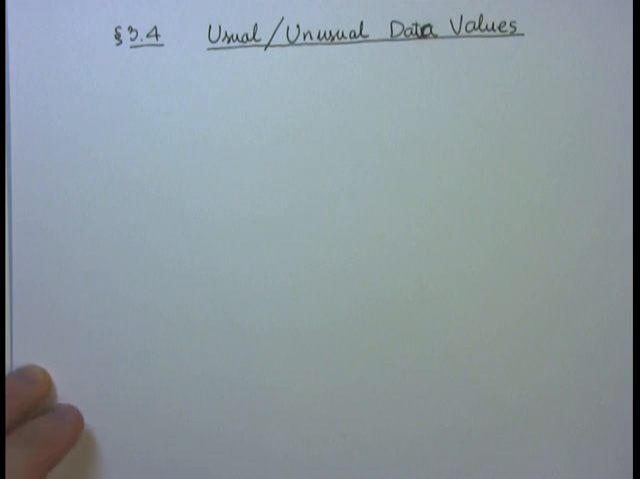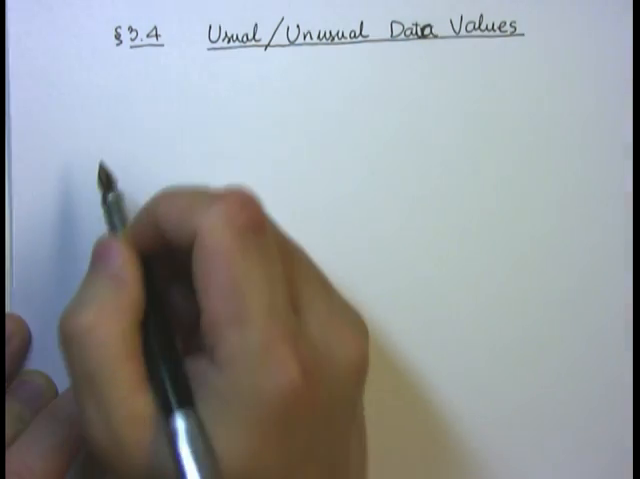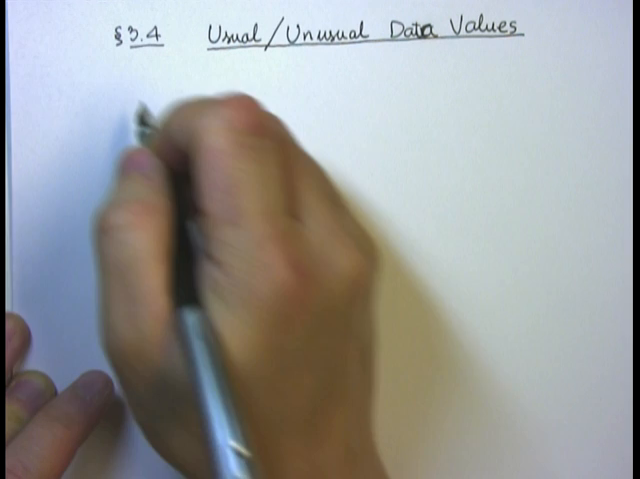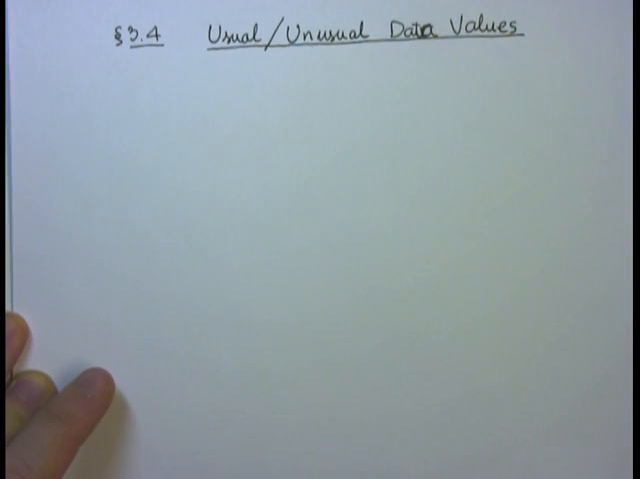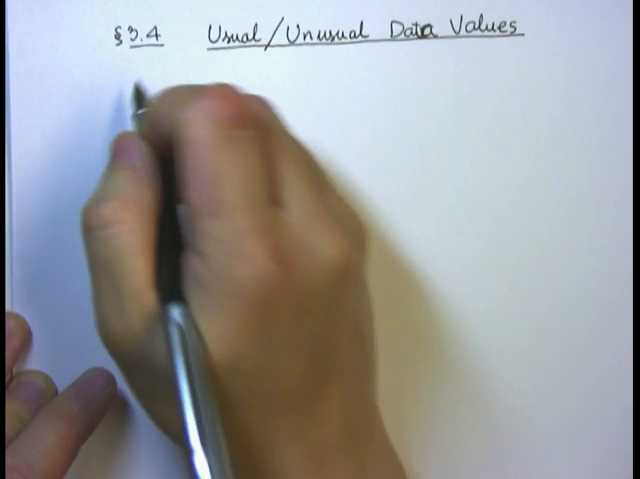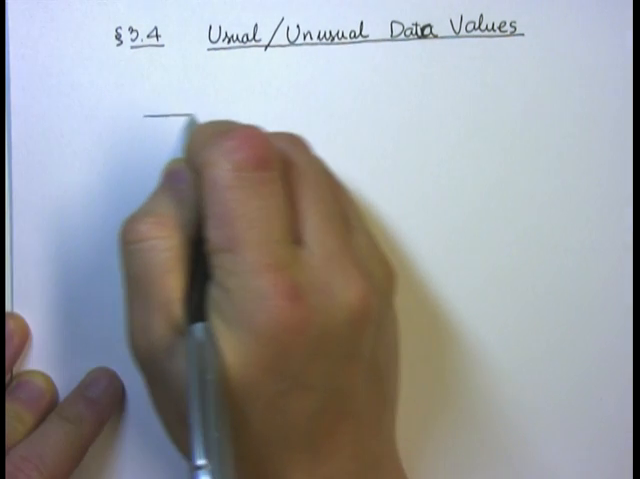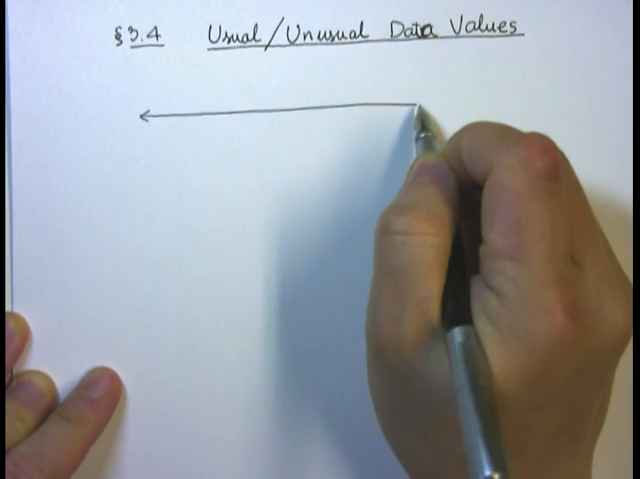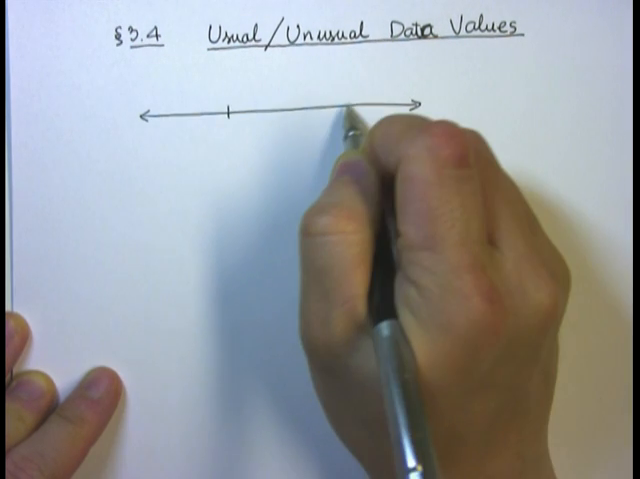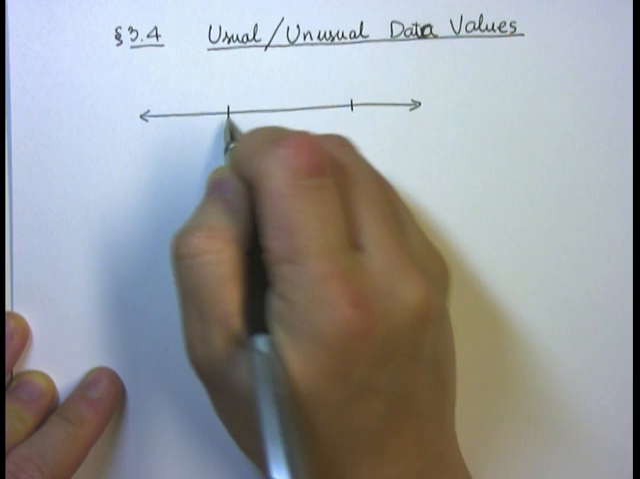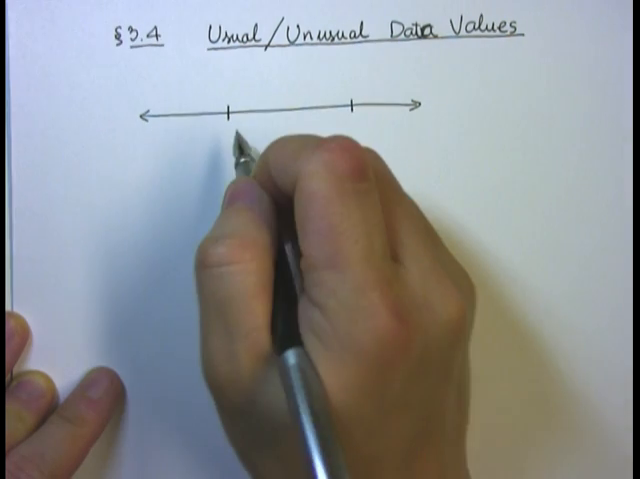Okay, so here we learn how to determine whether an individual data value is a usual or unusual data value. That is also a discussion topic in 3.4. The whole idea is that for any individual data value, you need to find a z-score.